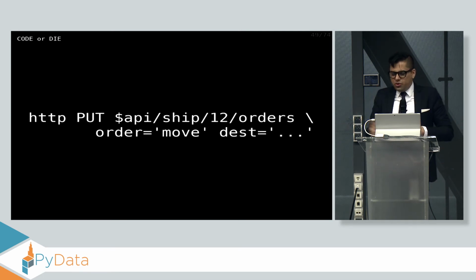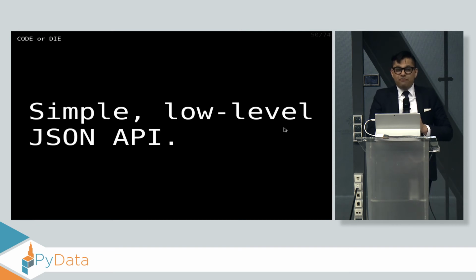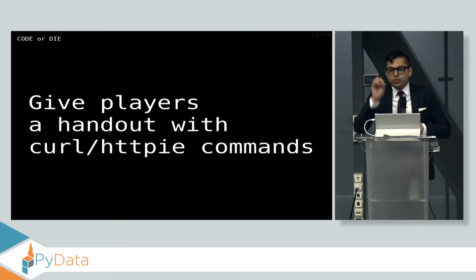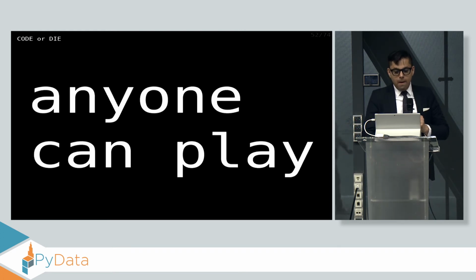It gets the system number 32. You could probably guess what this does. It puts an order on ship number 12 and tells it to move to some destination. It's a very simple, very low-level JSON API. What I could do is give players of this game a simple handout with curl commands, and they could play the game by just manually writing those curl commands in the console.